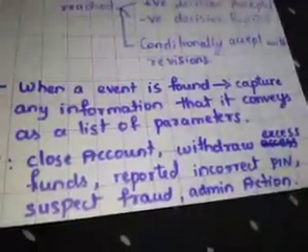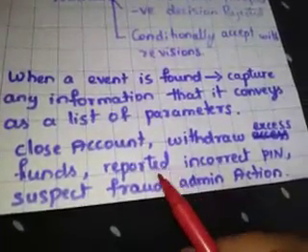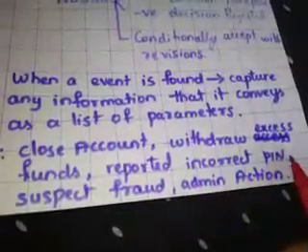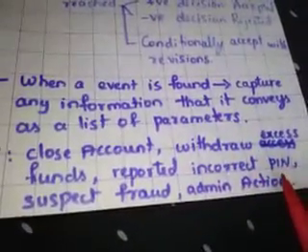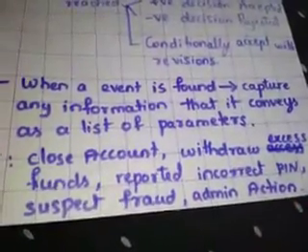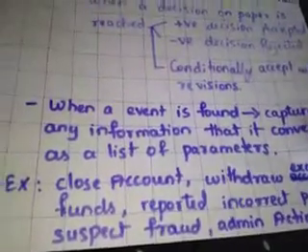For example, whenever an event reported incorrect pin has happened, it means the system has accepted a wrong pin from the user, right? So like that, we should identify the information related to an event.